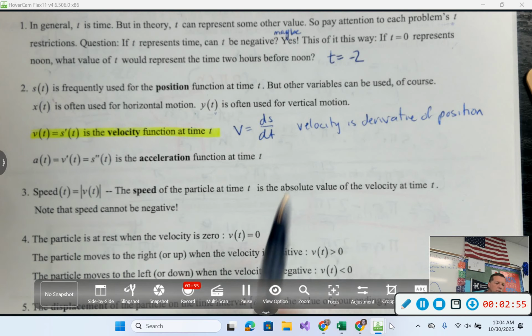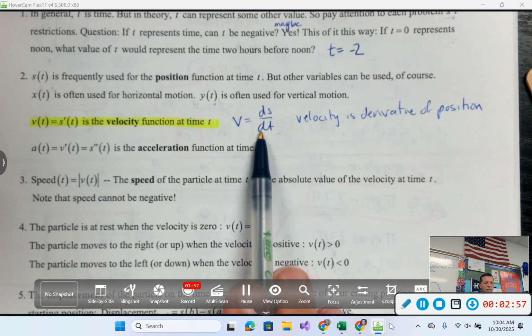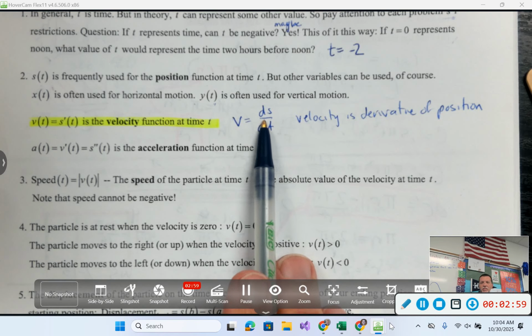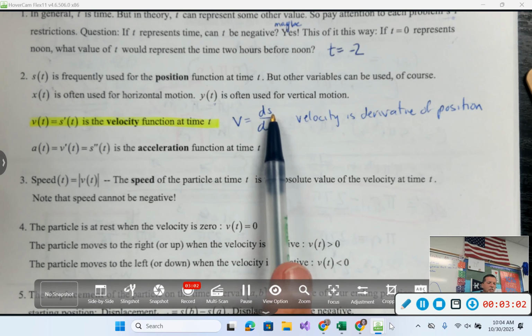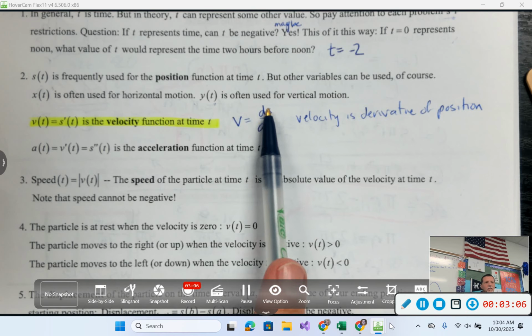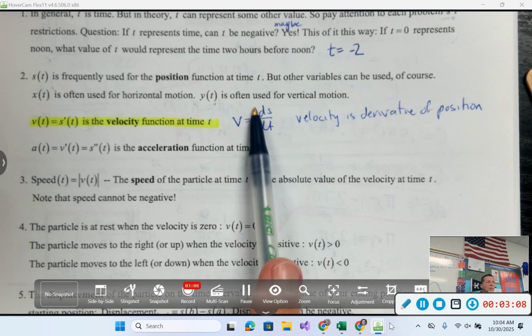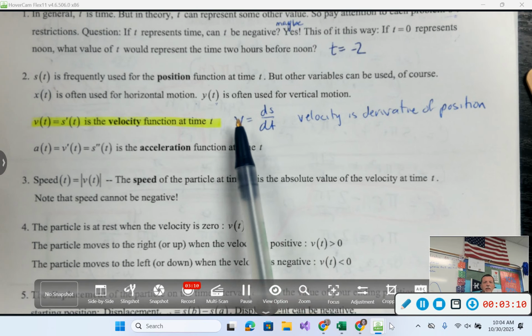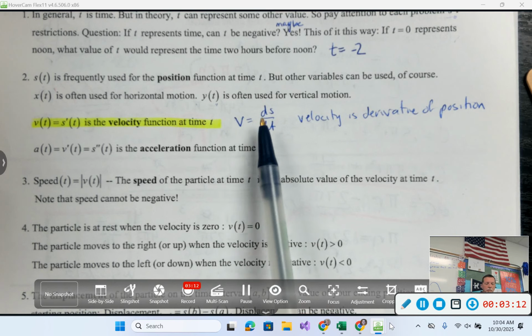In physics, you don't use the word derivative, but you do talk about the slope of a position graph is velocity, change in position over change in time. Think about units, meters over seconds. So maybe there's a connection there between position and time, or position and velocity.